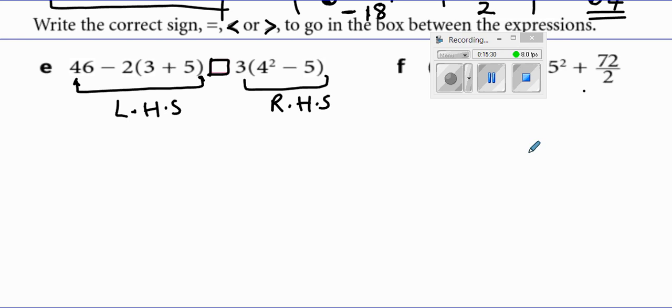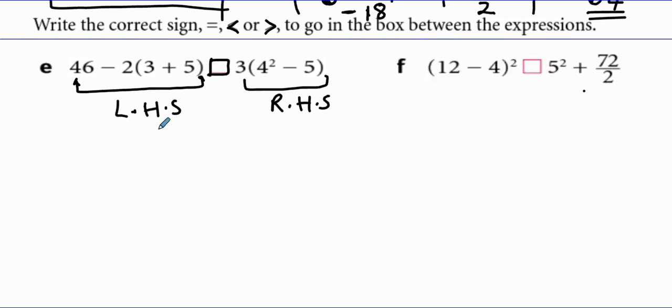All right, now let us proceed. Sorry, I took a pause. All right, now 46 minus 2. If you look at this box, you have the left hand side of the box and the right hand side of the box. On either side, you can see you have some calculations which need BODMAS or BIDMAS.